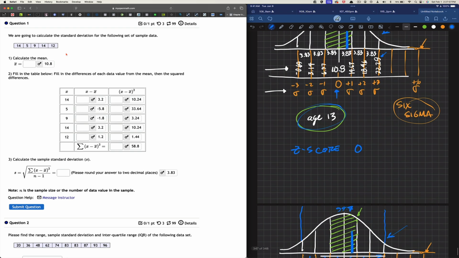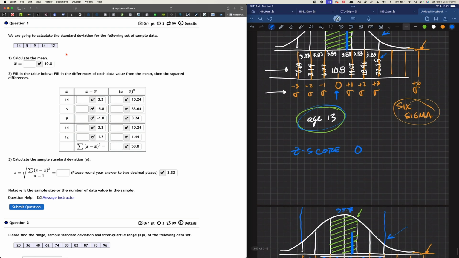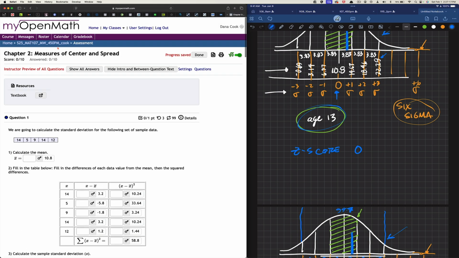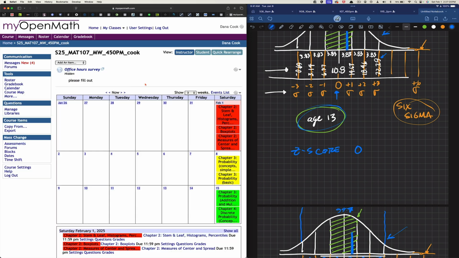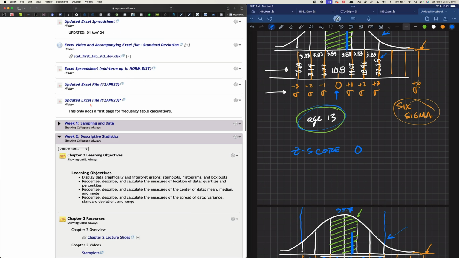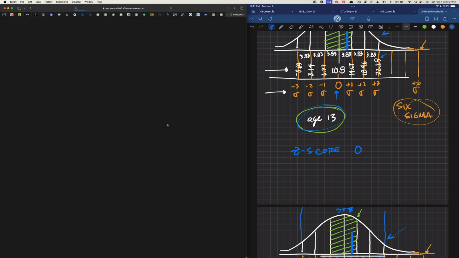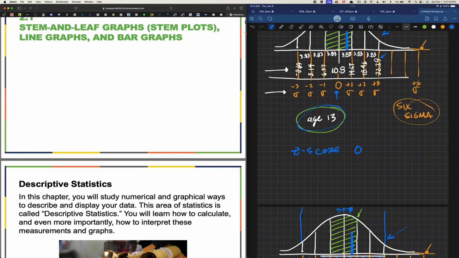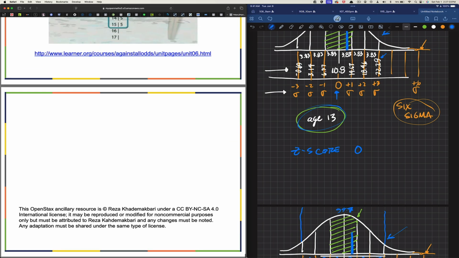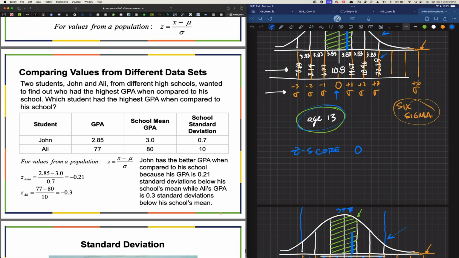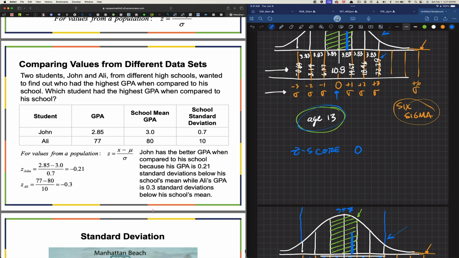So how do we calculate a z-score? Well, let me do this for you, because I don't know if it's in the slides. I can't remember if it's in the slide set or not. I just want to make sure I'm reinforcing the idea that you can look stuff up and stuff is in the information that we've given you. I think it's all the way near the bottom, if it's in there at all. Yeah, so there's a z-score there. I believe that's what we're doing. John has the better GPA when compared to schools. Yeah, because of two different schools.